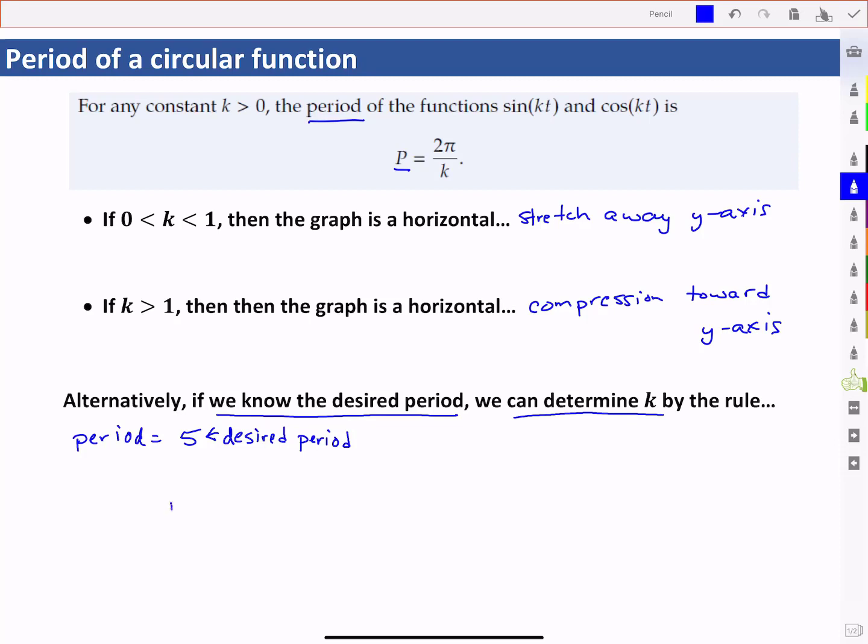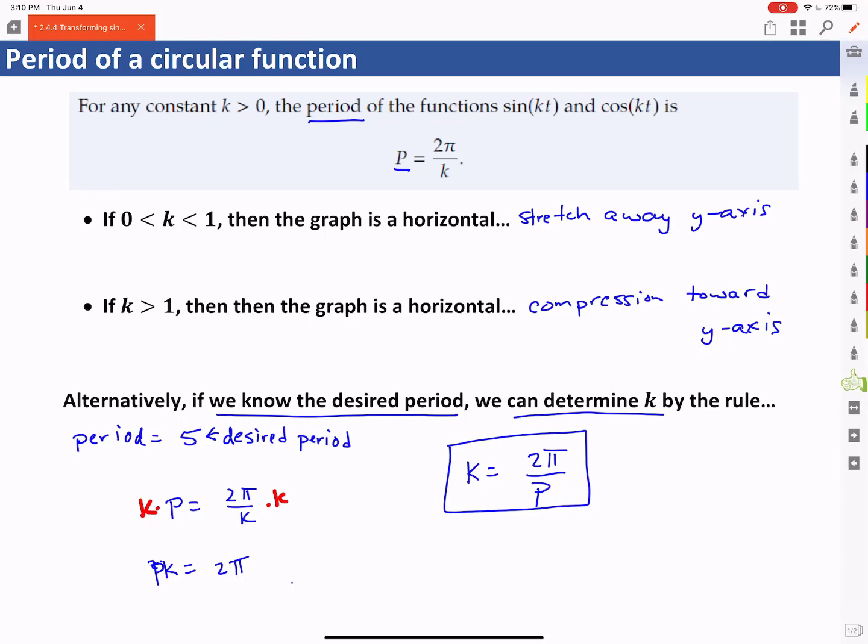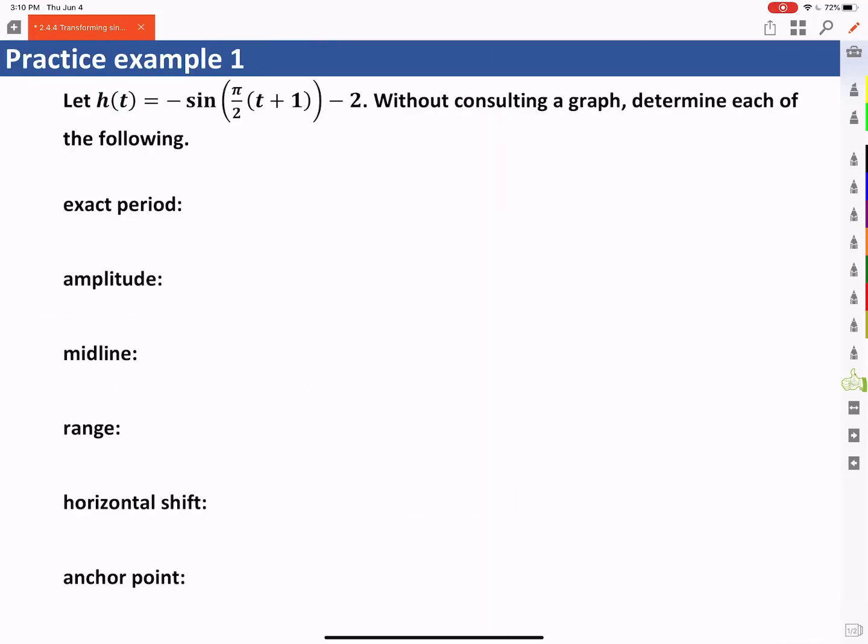We can do this by solving our equation p equals 2 pi over k for k. First, we multiply both sides by k, resulting in pk equals 2 pi, and then divide both sides by p. So we find that k equals 2 pi divided by the period. If we know the desired period, we can therefore find k by the rule k equals 2 pi divided by the period. Let's look at a final example where we put together everything we've learned about transformations.